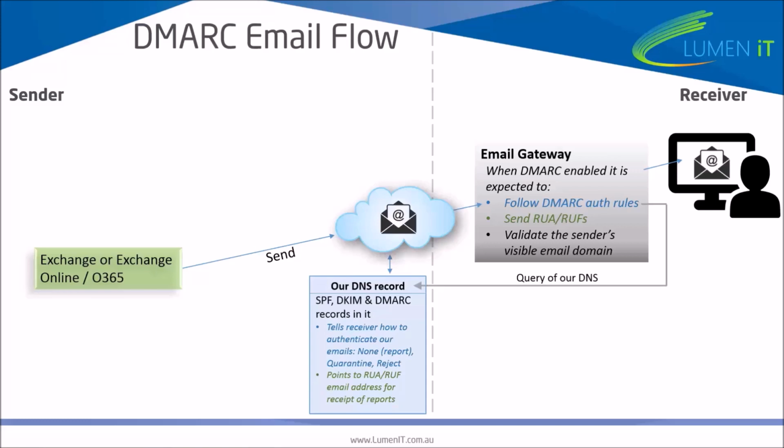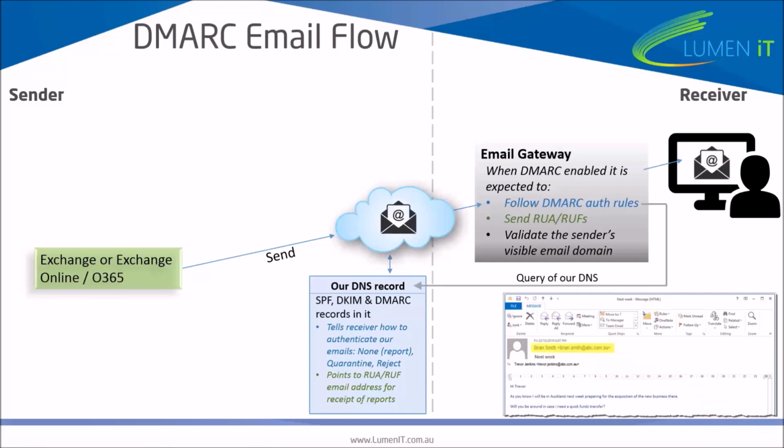Firstly, how to process DMARC authentication checks, either report only, which is a policy of none, or quarantine or reject. Getting to reject is our ultimate goal. Secondly, it specifies an email address as to where authentication reports are to be sent. These are known as RUA, aggregate reports, and RUF, forensic reports.